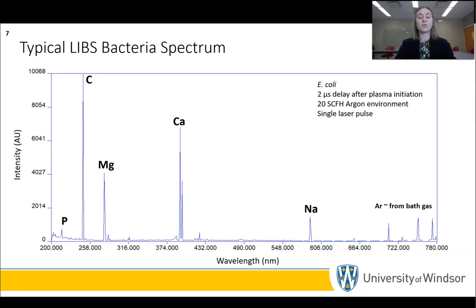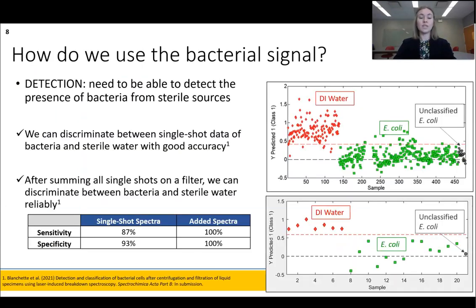Argon is always present in our spectra because it's a bath gas that we use to shoot in, but it does not interfere with any of the lines that we look at, so it is fairly ideal. So how do we use these bacterial spectra? Well, we first need to be able to detect bacteria or be able to differentiate between bacterial spectra from spectra of sterile sources. And the sterile source that we use is deionized water, which we deposit using the same method that we showed on slide 5. The way that we've investigated differentiating between bacteria and water is using a multivariate technique called partial least squares discriminant analysis, or PLSDA.